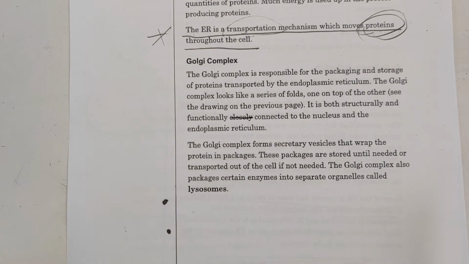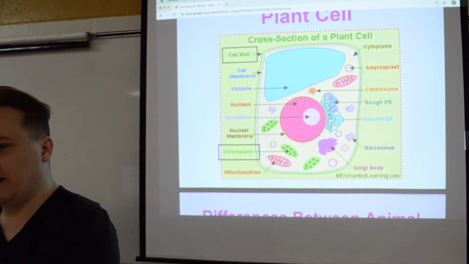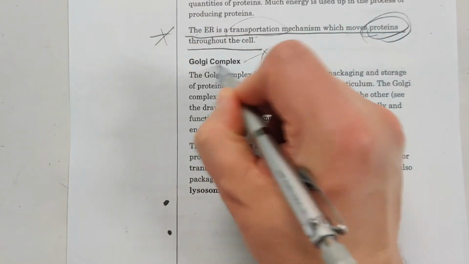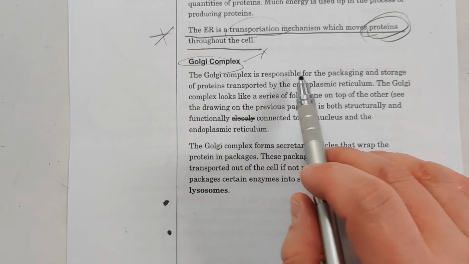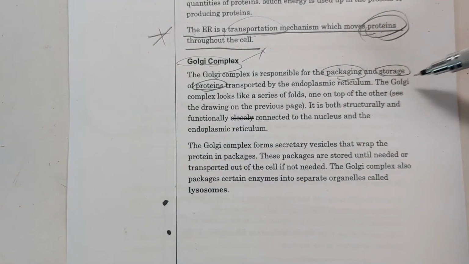If we were thinking of this as a factory, the ER might be the roads and the highways, but you got to pack up your stuff before you ship it. So this is where we come to this, the Golgi complex. The Golgi complex is responsible for the packing and storing of proteins. So we're going to pack and store them in the Golgi, and we're going to move them in the ER.